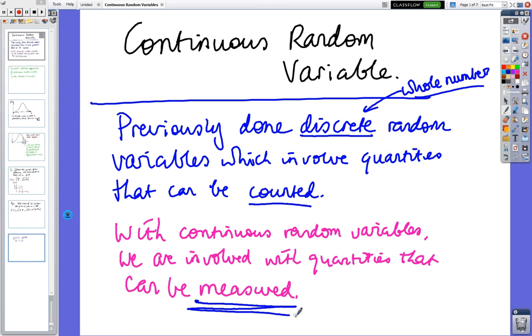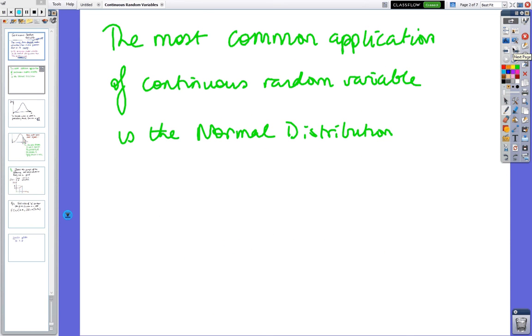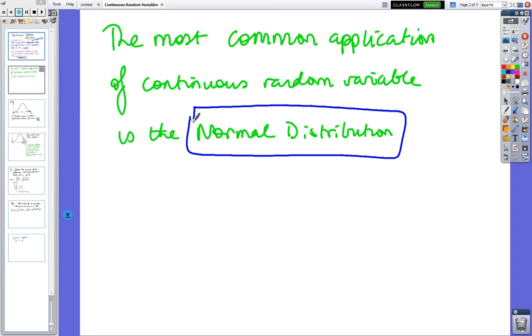You've already been doing this, so copy that and come across. I said you've already been doing this because you've been doing the normal distribution, which is a continuous distribution because you can assume any values. So you've already been doing it, but it's sort of a different approach. Okay, so copy that down.